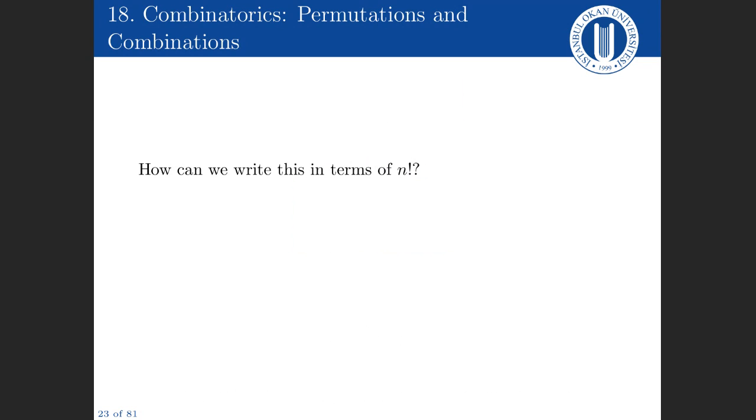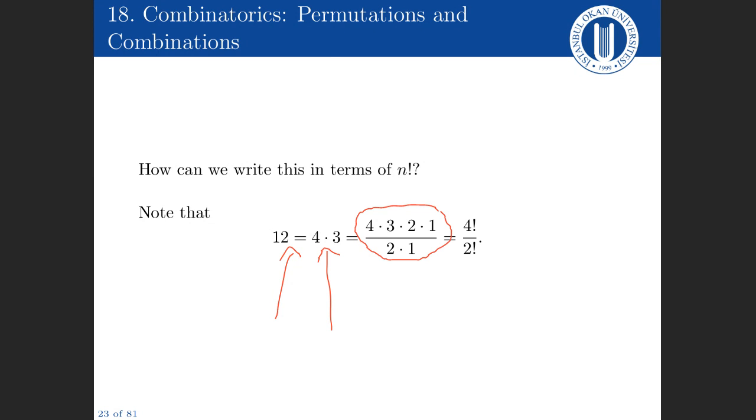How can we write this in terms of n factorial? There's 12 different ways to hang our pictures because 12 is 4 multiplied by 3. 4 multiplied by 3 is the same as 4 multiplied by 3 multiplied by 2 multiplied by 1 divided by 2 multiplied by 1. So we could write this as 4 factorial divided by 2 factorial. We have 4 pictures and we're choosing 2.